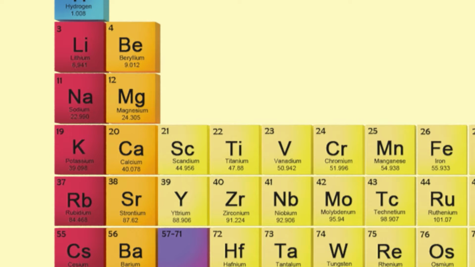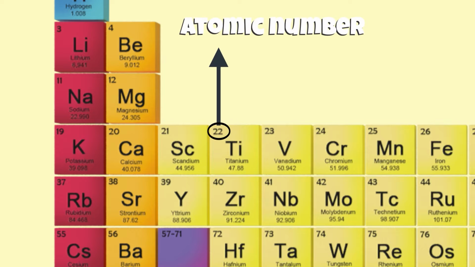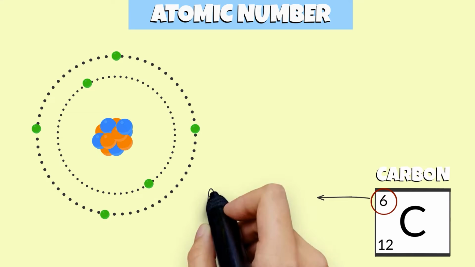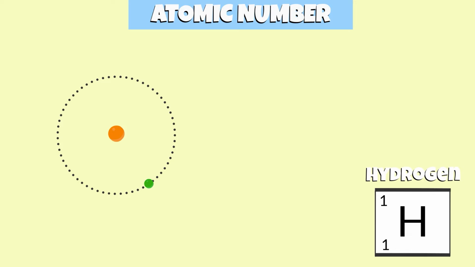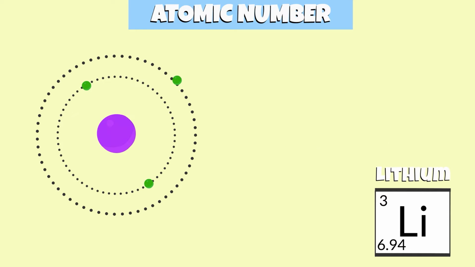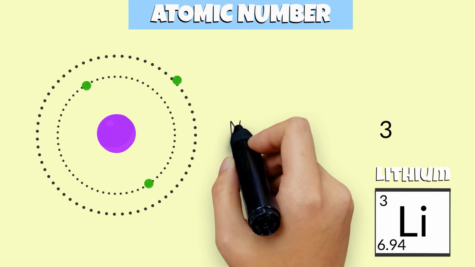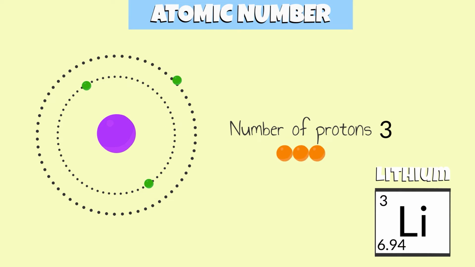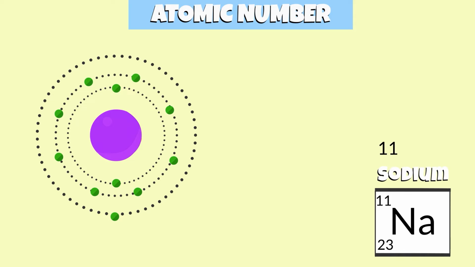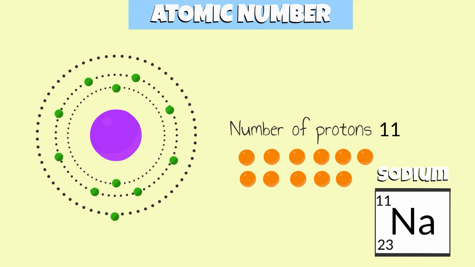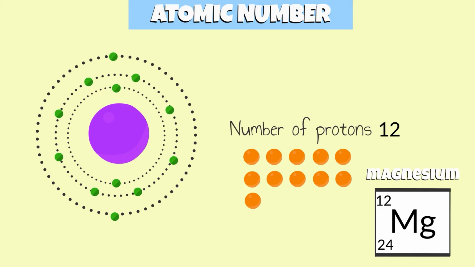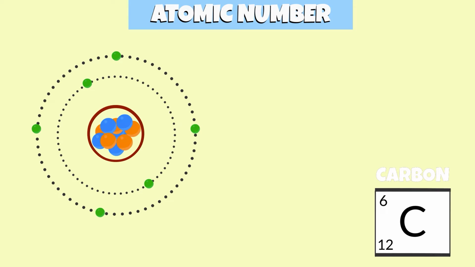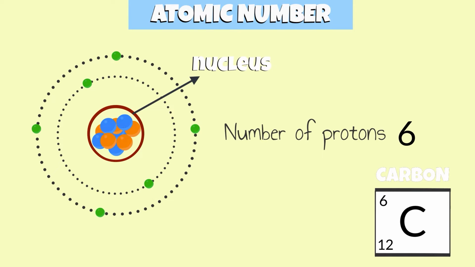We can find the atomic number of each element located right above each letter or group of letters. The atomic number is the total number of protons found in that element. For example, hydrogen has an atomic number of 1, which means it has 1 proton. Lithium has an atomic number of 3, which means it has 3 protons. Sodium has an atomic number of 11, which means it has 11 protons. And magnesium has an atomic number of 12, which means it has 12 protons. The atomic number represents the total number of protons found in the nucleus of each element.